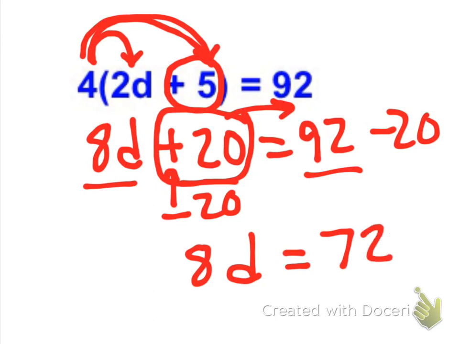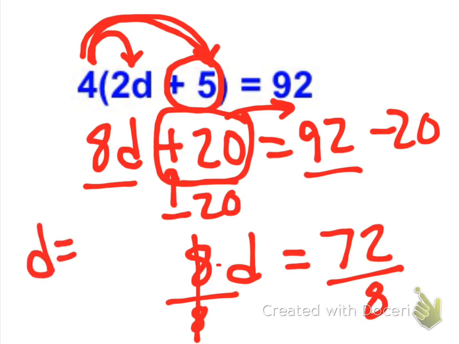And the very last step to solving a multi-step equation is solve for the variable using inverse operations. This is multiplication, so the inverse is divide. Boop, cancels it out. Divide by 8. That leaves me with d equals 72 divided by 8. Ta-da! Alrighty.